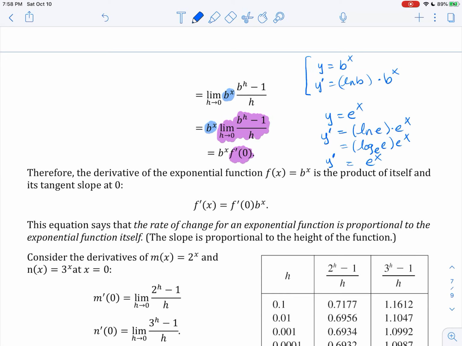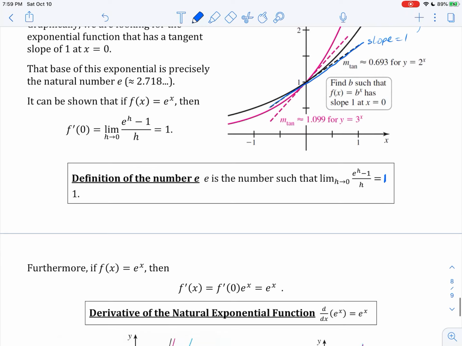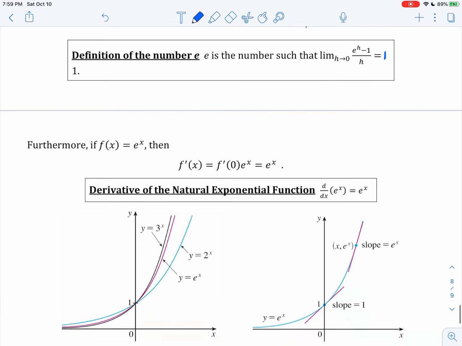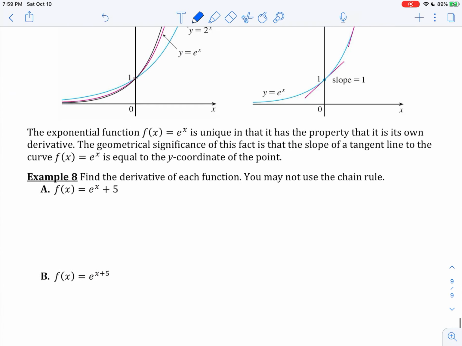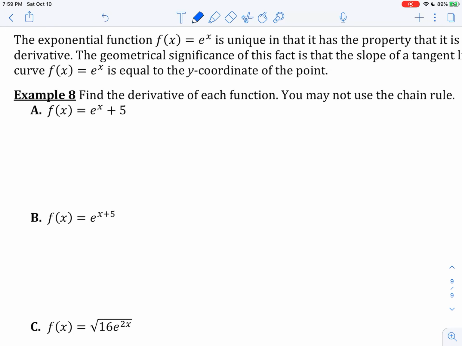So it's the only function whose derivative is equal to itself. So what's the derivative of e to the x? e to the x. All right? And the slope of the tangent at x equal to 0 for your function, e to the x, is going to be 1. All right. So let's just do some derivatives and practice our derivatives of sums as sums of derivatives.